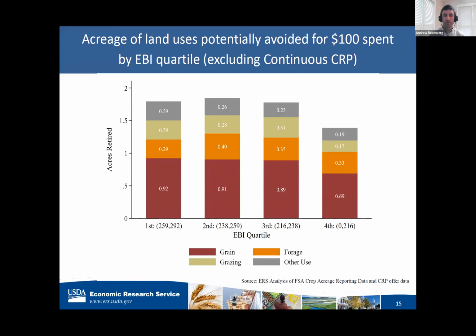This measure of cost effectiveness in terms of acreage actually increases a little bit when you go to the second quartile. And in general, across these first three quartiles it is fairly constant, and then drops off quite a bit in the fourth quartile. And the reason that cost effectiveness goes down is because the rental rates are going up as you go across the quartiles. So eventually these higher rental rates have quite a bit of an impact on cost effectiveness, but perhaps somewhat surprisingly, not until you get to that fourth quartile.